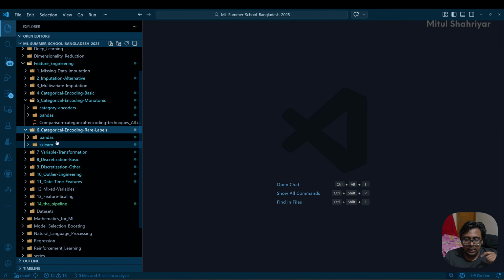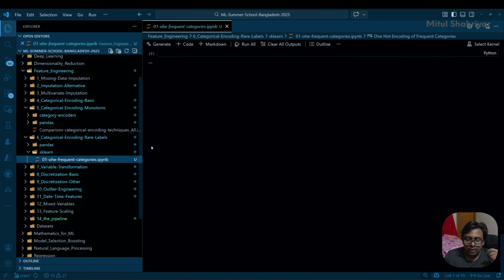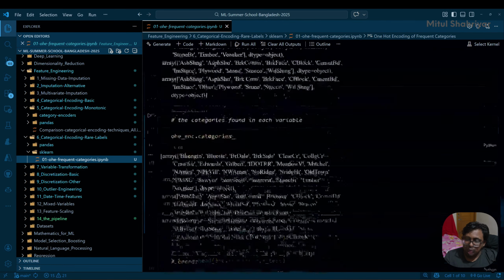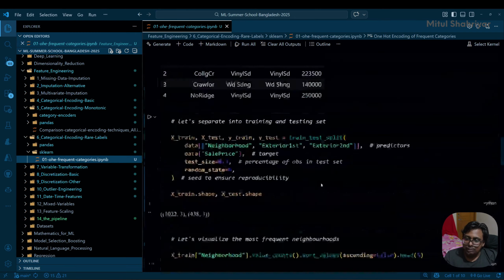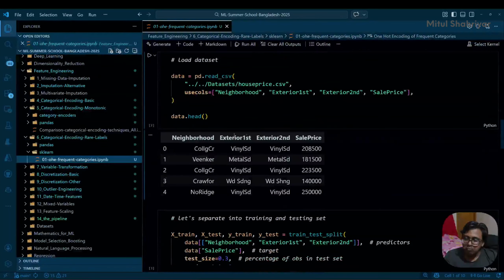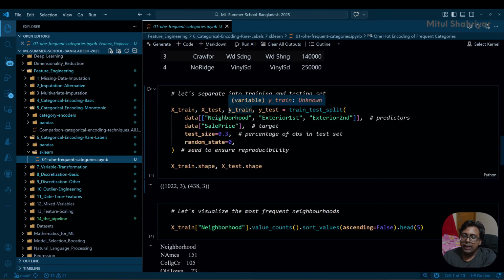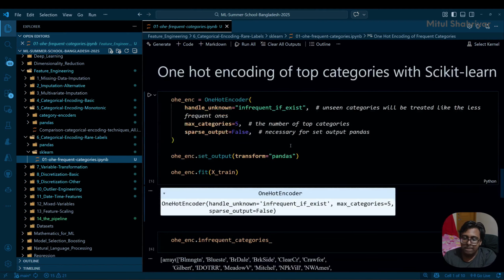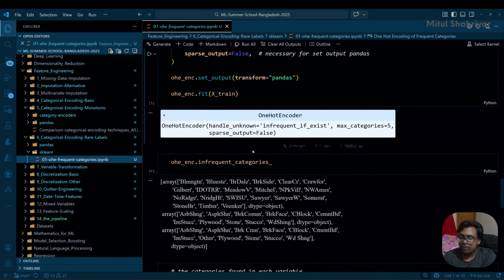Now let's look at the one-hot encoding with scikit-learn. If we use one-hot encoding, we can use it for grouping them. Here we have used 4 columns. These three are for X and this one is for Y. That's good. Sale price is for Y, and as mentioned, these three are for X. No problem. One-hot encoding for top categories with scikit-learn.